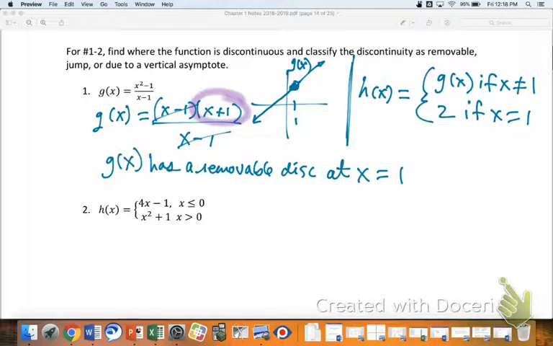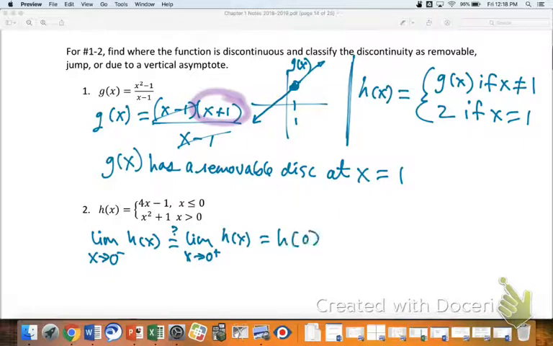So I'm going to say the limit as x goes towards 0 from the left of h of x possibly equals the limit as x goes towards 0 from the right of h of x, and that is supposed to equal h of 0. As I analyze this, from the left of 0, that would be the line. So that limit would be -1 just by direct substitution: 4 times 0 minus 1. Does that make sense? And then the right piece would be 0 squared plus 1, which is 1, and obviously those two are not equal.